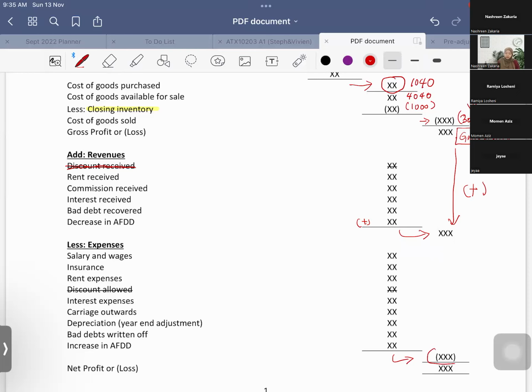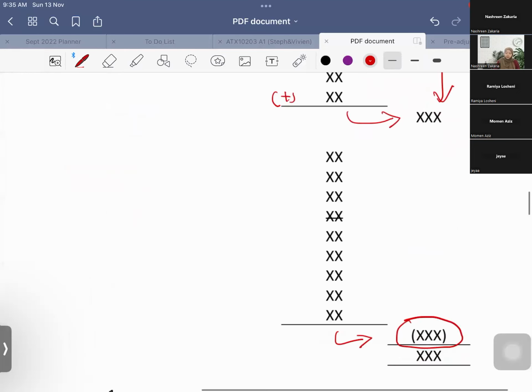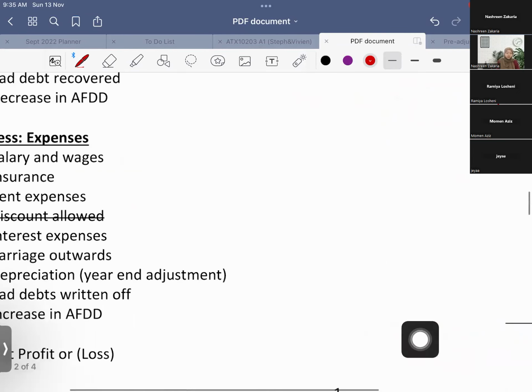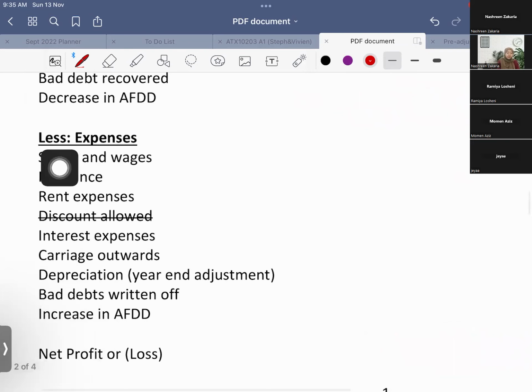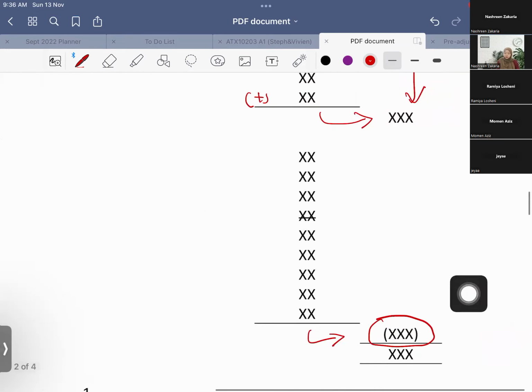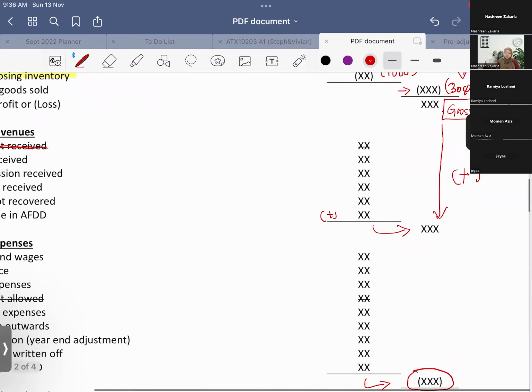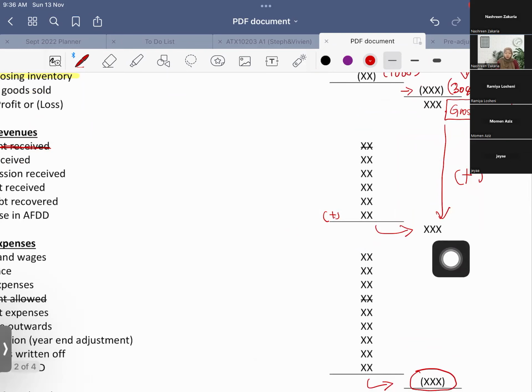If you look here, dia in bracket. Betul tak? In bracket maksudnya minus. Memang kena minus kan? Sebab according to the format, you should less expenses. Minus with the expenses value. So, sebab tu dia dalam bracket. Sebab later on, your gross profit here, after you plus with the revenue, you need to minus with the expenses value.